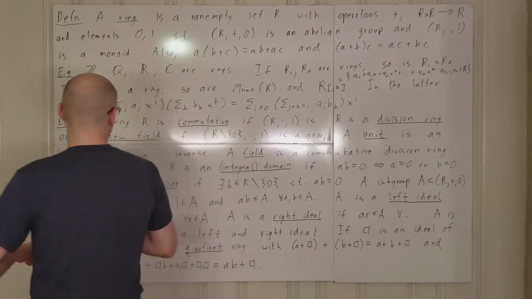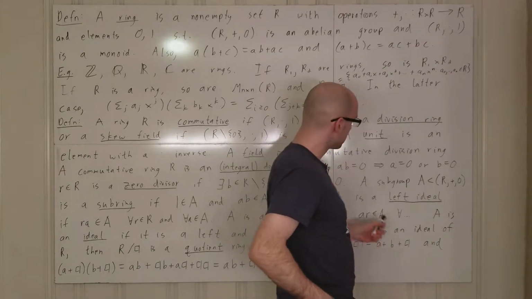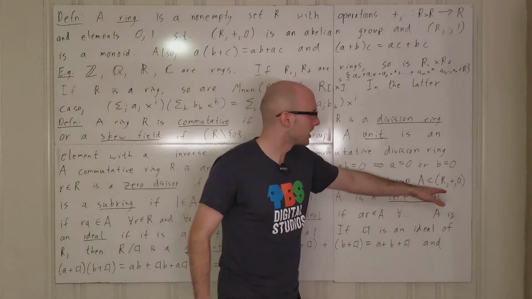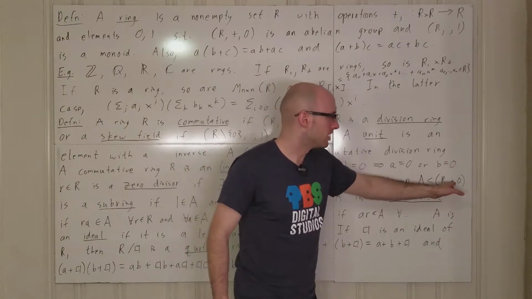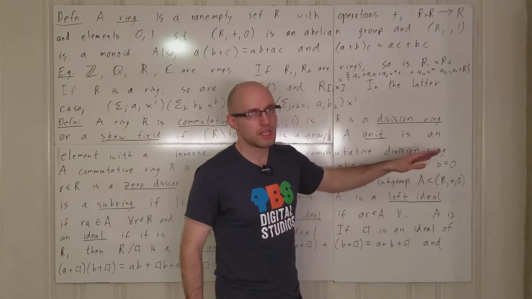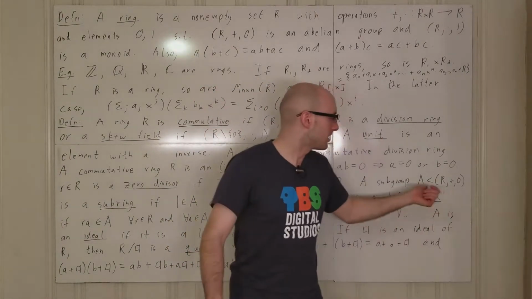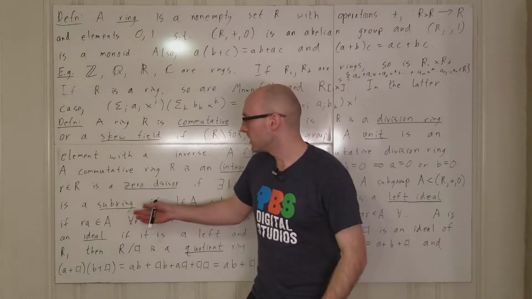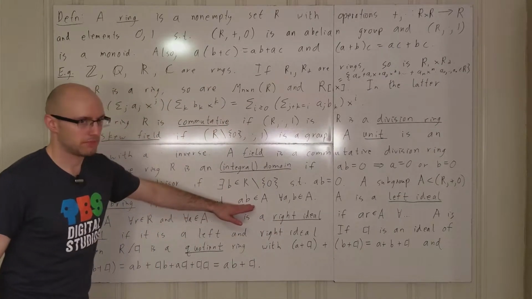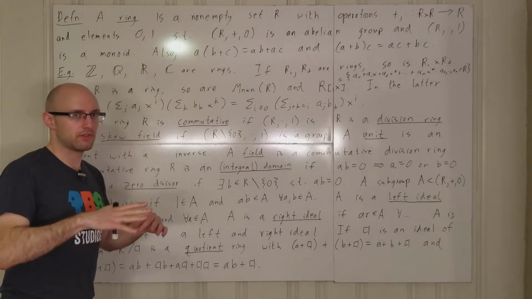So now let's talk about ideals. If we consider R as a group under addition, and we consider a subgroup of this group, a subset of R which contains 0 and is closed under addition, we say that this subgroup is a subring if it contains 1 and if it's closed under multiplication. And it should be pretty clear that a subring is itself a ring.